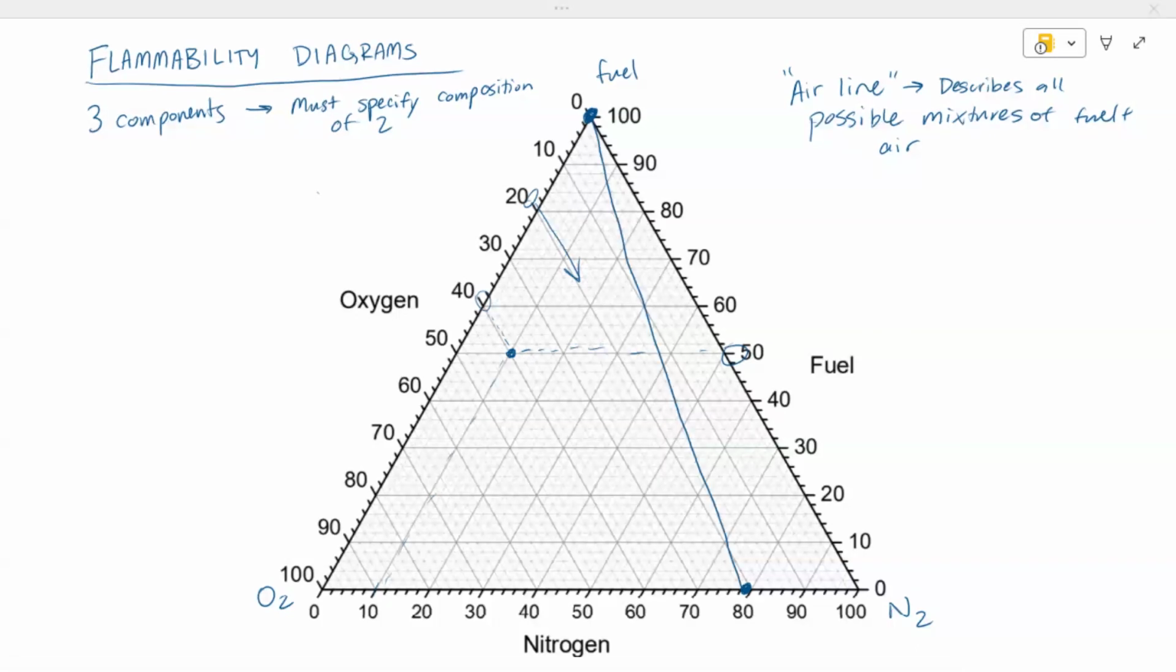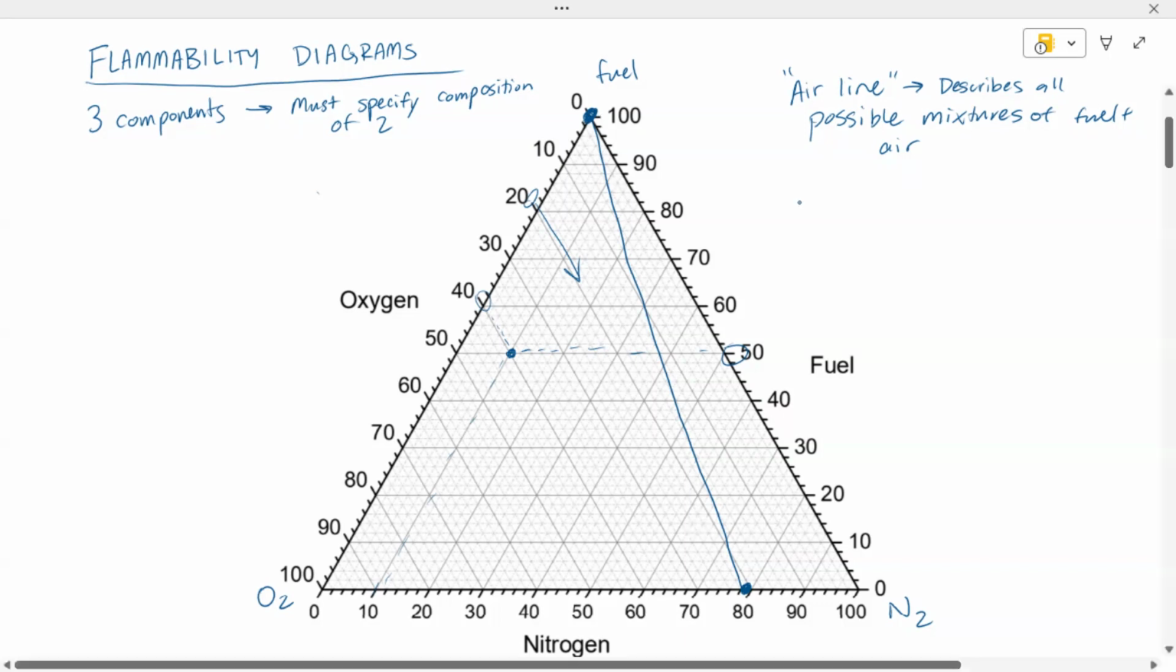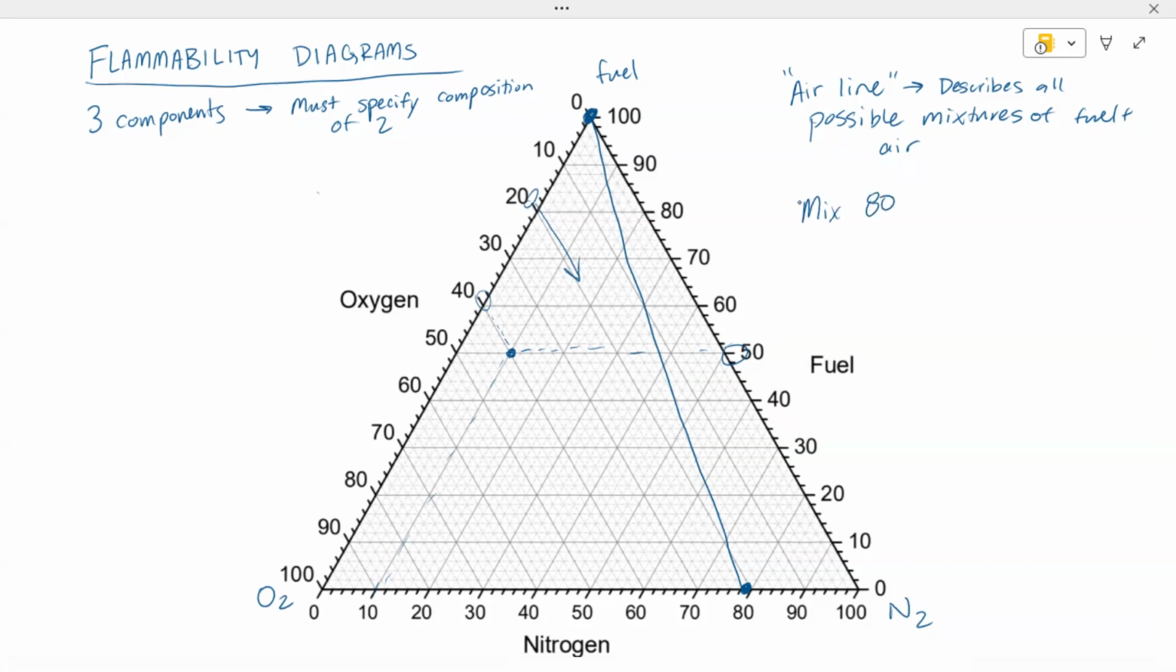Okay, that was a disaster. I was trying to find how to draw a straight line, but I ended up just freehanding it in. I'm trying out a new tablet. So this is supposed to be a straight line, and we can pick any point on that line, or a good exercise may be to ask yourself, what would happen if I mix, let's say, I don't know, 80 moles of air plus 20 moles of fuel.